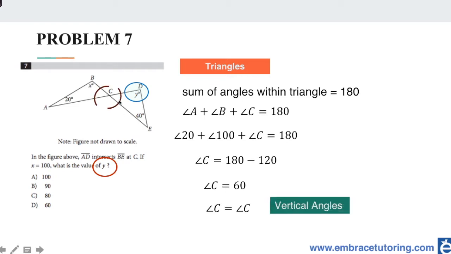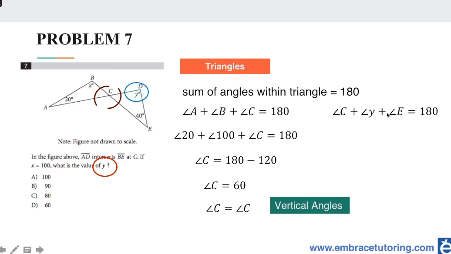One quick thing you want to remember within geometry is that vertical angles are formed when lines intersect, and essentially these angles are going to be equivalent, like the X that's forming here. So this angle C is going to be equivalent to this angle C. That helps me because now this angle C on this side is going to be 60 degrees. And now I can use this information, along with the full sum of the triangle CDE, to figure out what is angle y.